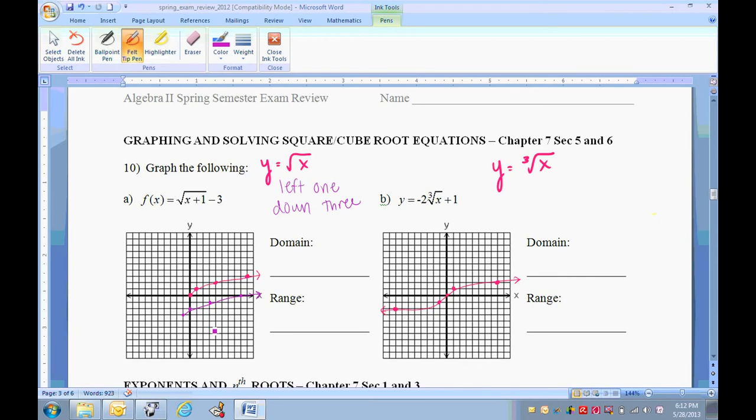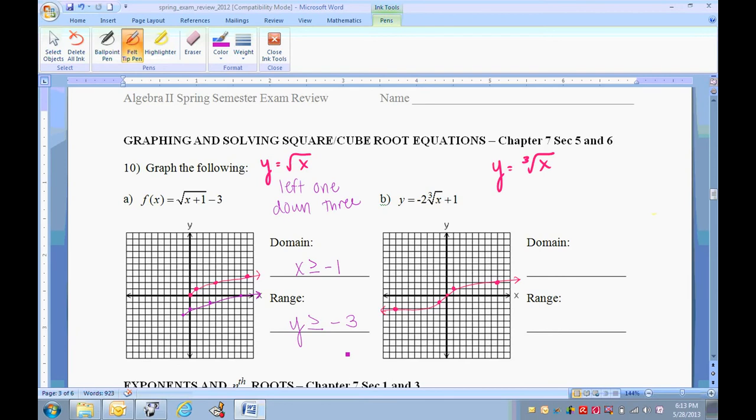Okay, so now looking at our domain and range, the purple graph is the one that we're interested in. That's part A, the function given to us. And the domain is my x values, and every point on my graph has an x value that is greater than or equal to negative 1. And my range is my y values, and every point on my graph has a y value that is greater than or equal to negative 3. Okay, moving on to part B.